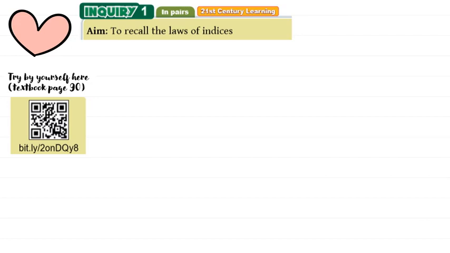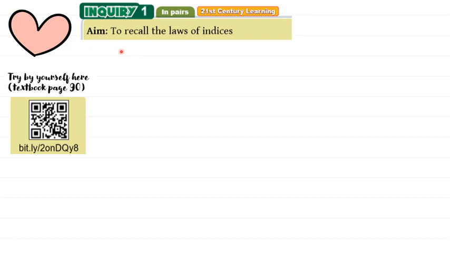Previously, I have given two tasks before we learn this lesson, which are Inquiry 1 and Inquiry 2. For Inquiry 1, the aim is to recall the laws of indices. You can try by yourself by scanning this QR code or going to this link in your textbook, page 90. The instruction for Inquiry 1 is that you need to find the suitable partner to form the correct laws of indices, and you also need to give an example for the laws given.